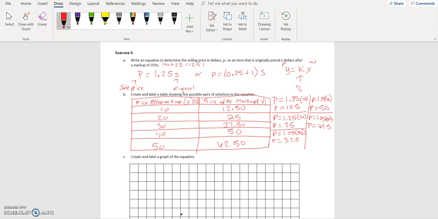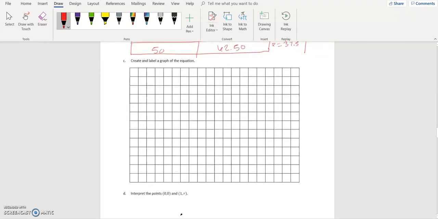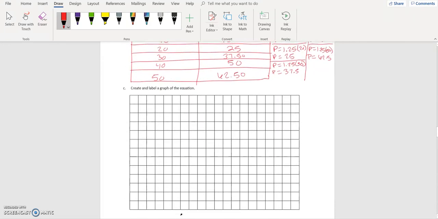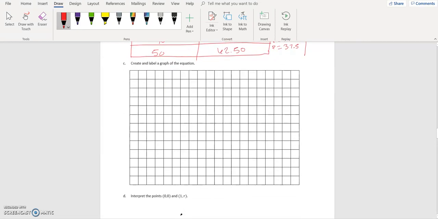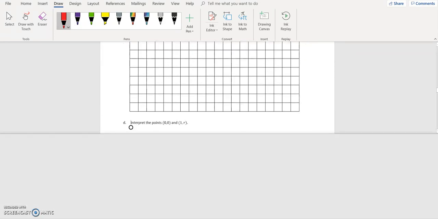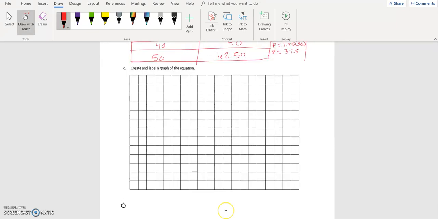Part C, create and label a graph of the equation. And so we are going to be taking that table and putting it on this graph. So this is our x-axis, continuing on forever in this direction. This is our y-axis, continuing on forever. Remember, we're using S and P. They still mean the same thing. That's a P.